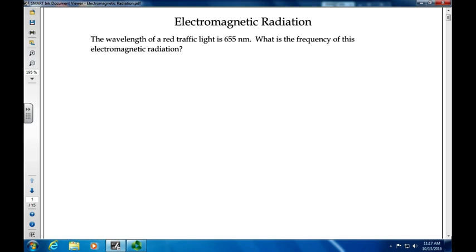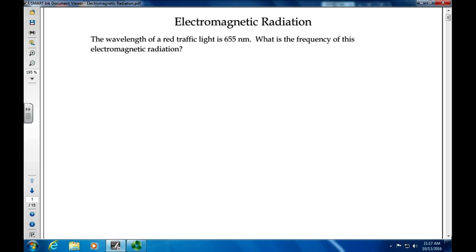at electromagnetic radiation. The problem that we're given states the wavelength of a red traffic light is 655 nanometers. What is the frequency of this electromagnetic radiation?